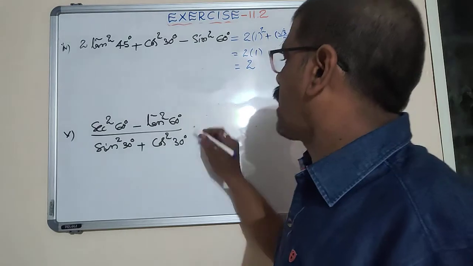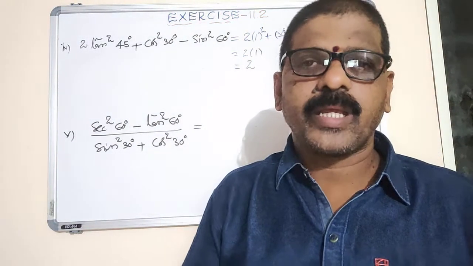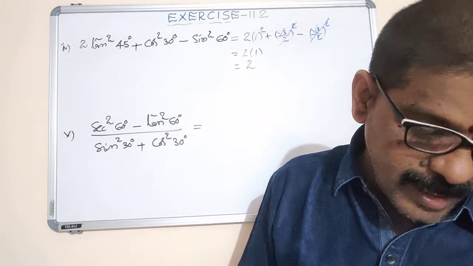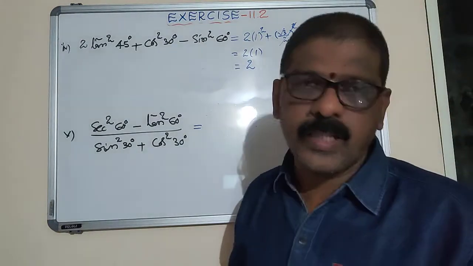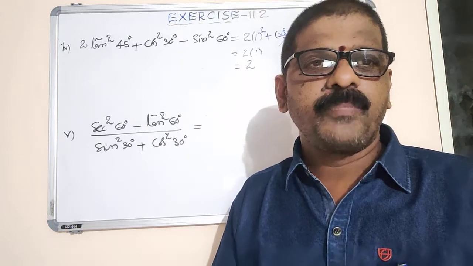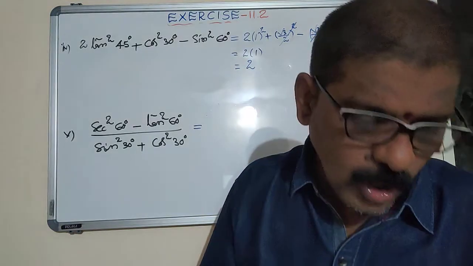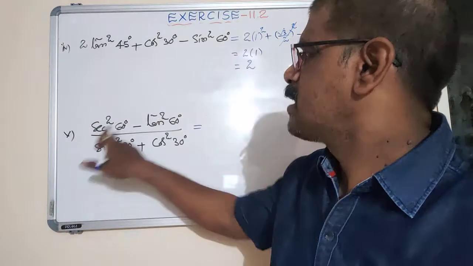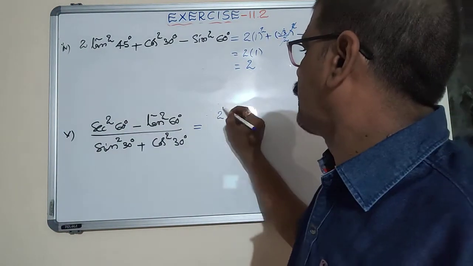Secant square 60. What is the value of secant square 60? That means we can take the value of secant 60. Secant 60 value is 2. Why? Because the reciprocal of secant 60 is cos 60. Clear? Cos 60 is 1 by 2, and its reciprocal is 2. That means secant 60 is 2, and then square.